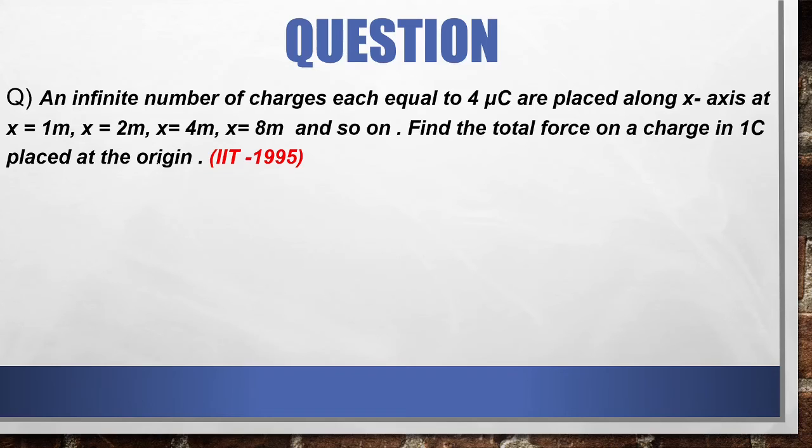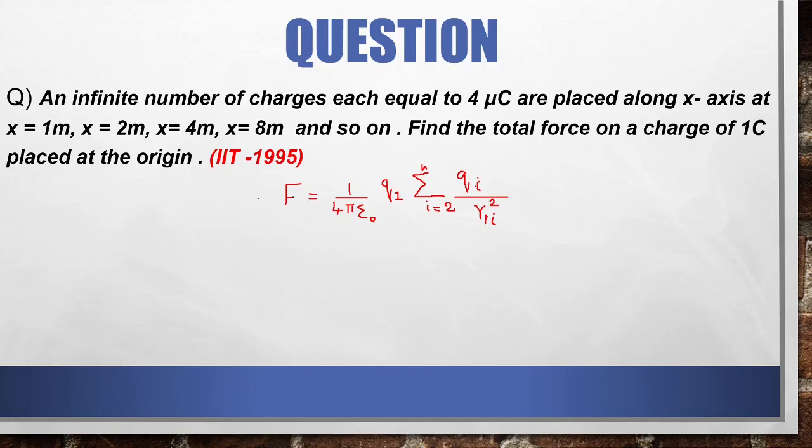So now let's study the question first. An infinite number of charges equal to 4 microcoulomb. So there are many charges that have the value of 4 microcoulomb, and these charges are placed along the x-axis at different points like 1 meter, 2 meter, 4 meter, 8 meter, and it is continuing since it's an infinite number. And we should find the total force on a charge of 1 coulomb placed at the origin.